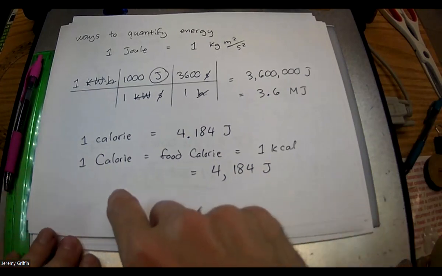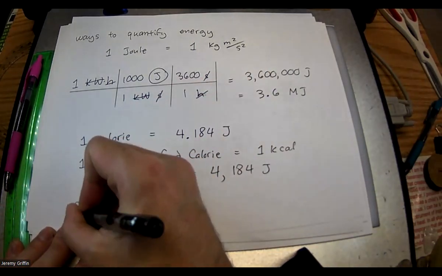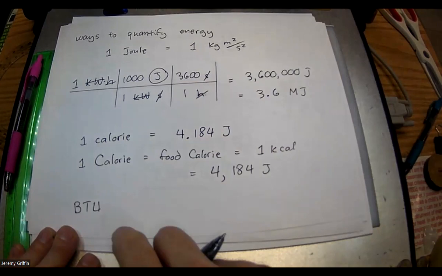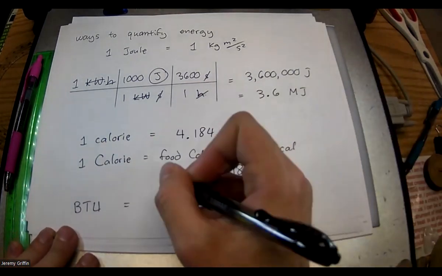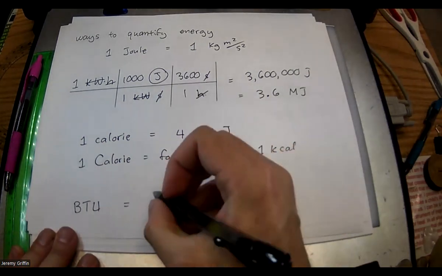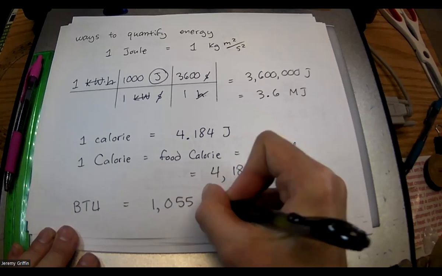All right. And one last way that I know you can quantify energy. Has anybody ever come across BTU, British Thermal Unit? So, British Thermal Unit, BTU. I don't think I ever have, but if you ever see that out in the wild one day, it's approximately equal to 1,055 joules.